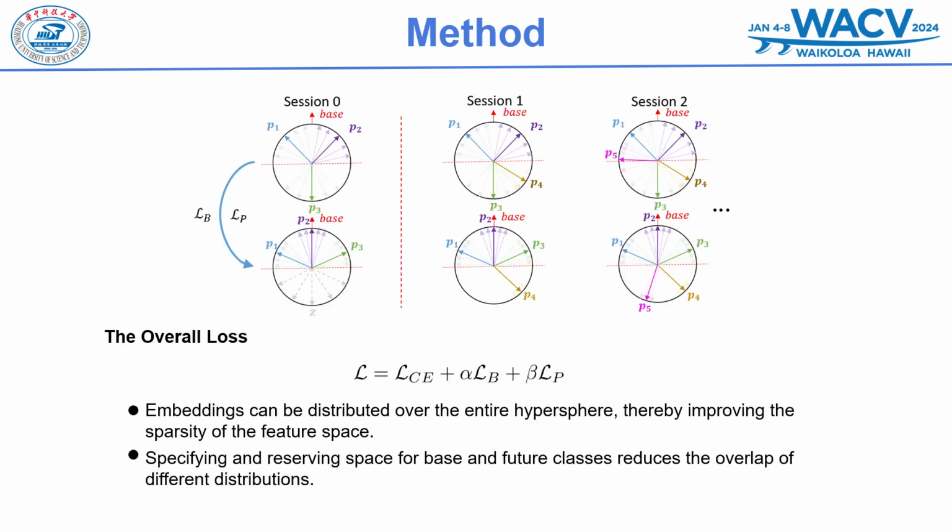To summarize, our approach involves 3 loss functions. First, the cross-entropy loss is used to learn the base data. Second, the loss LB helps to distribute the embeddings of base classes in the upper hemisphere. Finally, the loss LP helps to reserve the lower hemisphere for future classes. Through this, embeddings can be distributed over the entire hypersphere, thereby improving the sparsity of the feature space, and specifying and reserving space for base and future classes reduces the overlap of different distributions.